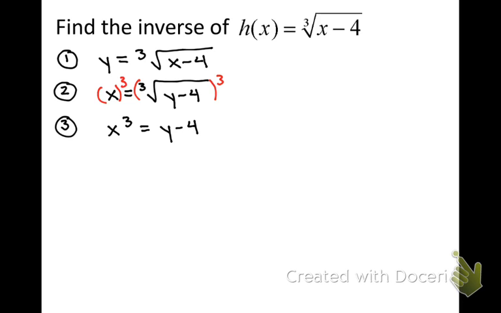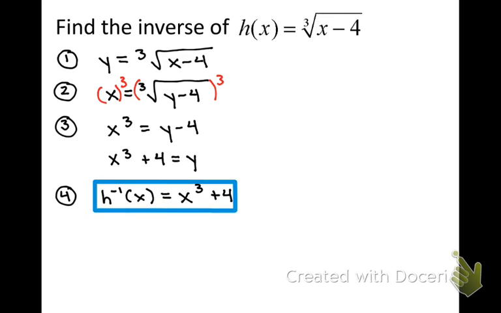Remember, my goal here is to get that y back by itself. I'm really close. I need to add this 4 over to the other side, so I'm going to get x cubed plus 4 equals y. My very last step is to replace that y using my proper function inverse notation. So I'm going to have the inverse of h of x equals x cubed plus 4. There we go. Not so bad. Kind of fun, right?